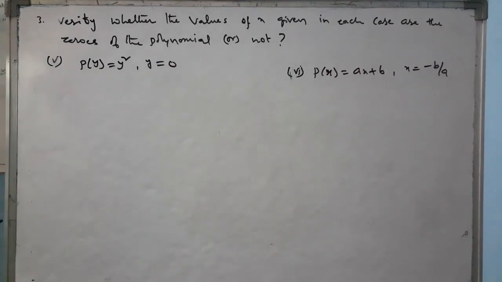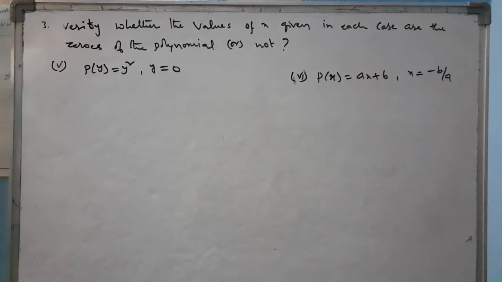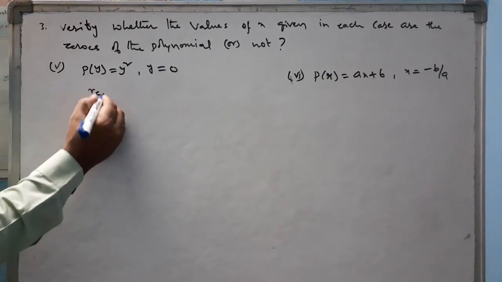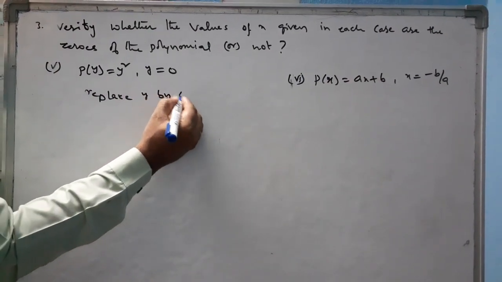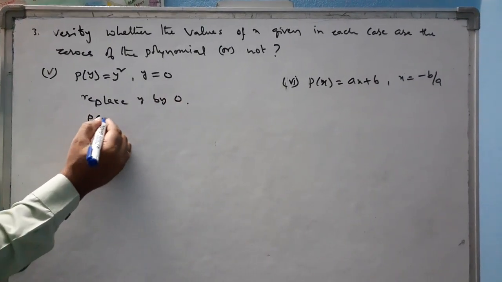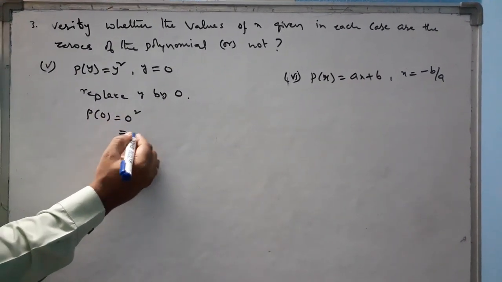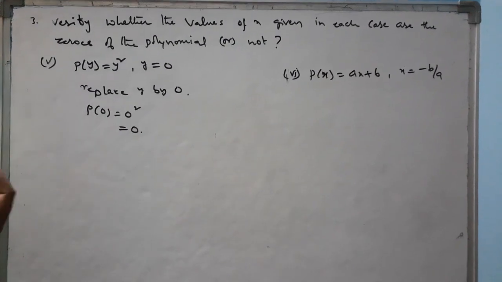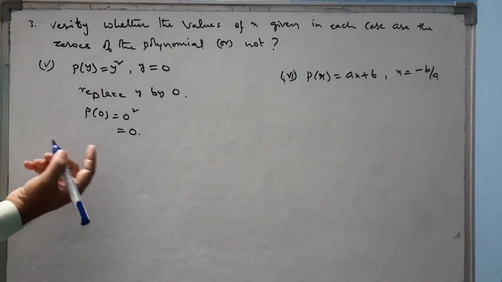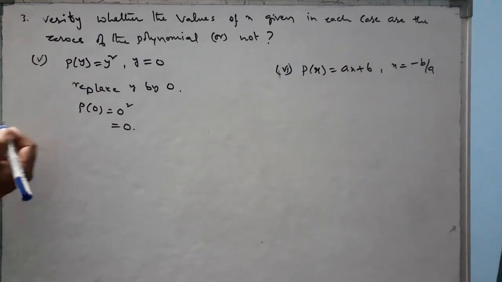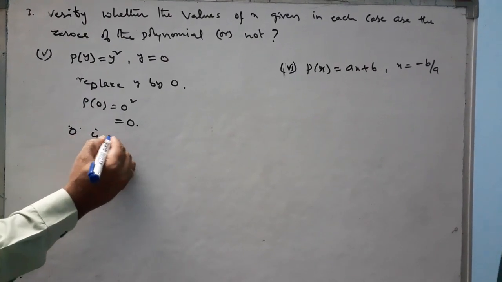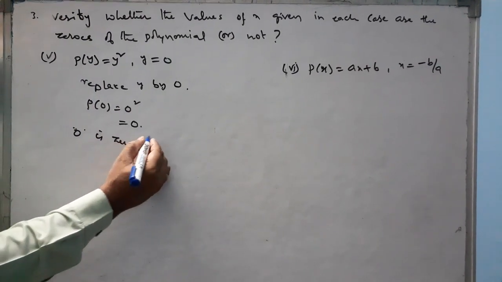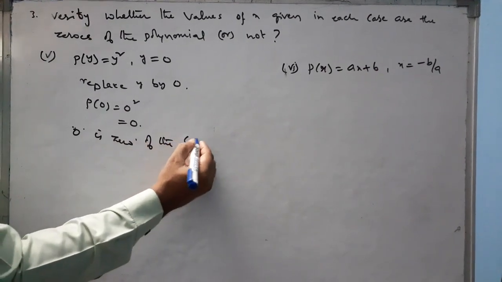Next, p of y is equal to y square, y is equal to 0. So here also we have to replace y by 0. So p of 0 means 0 square, and 0 square means 0. So p of 0 equals 0. So y equal to 0 is a zero of the polynomial. So 0 is a zero of the given polynomial.